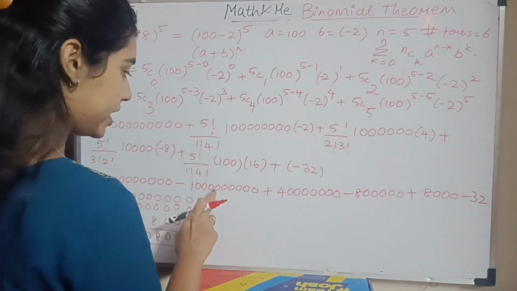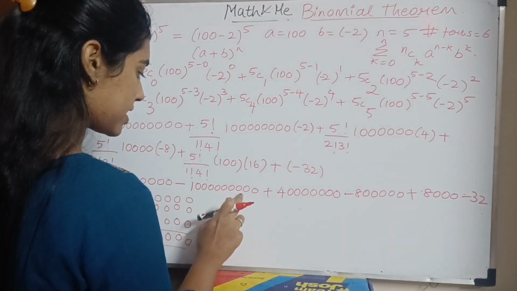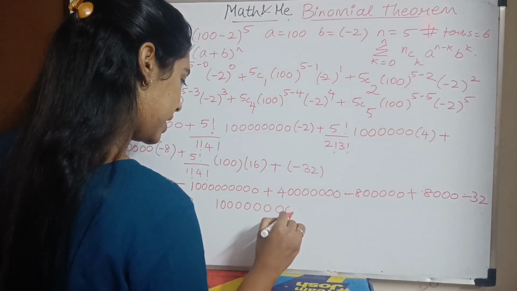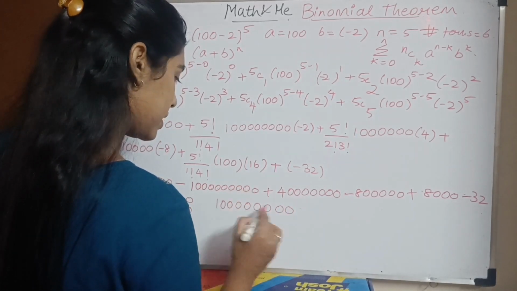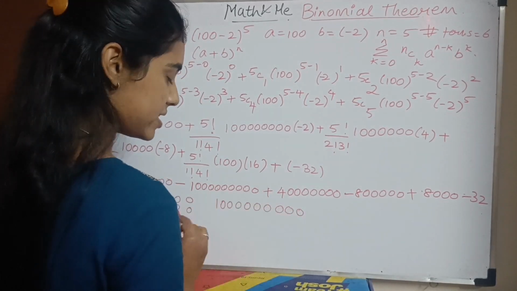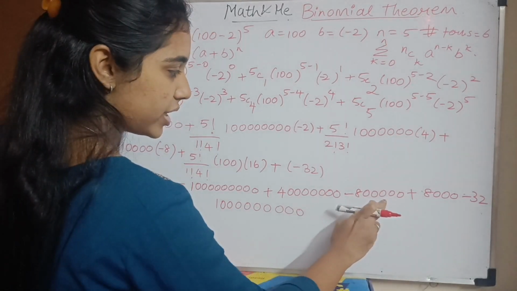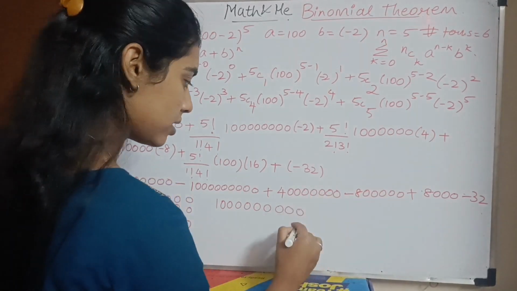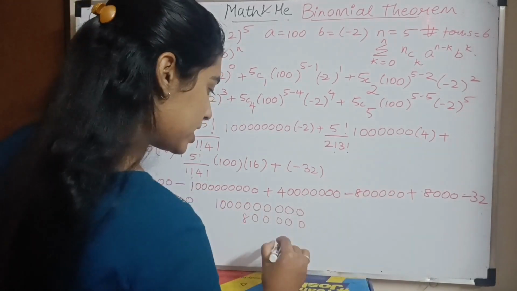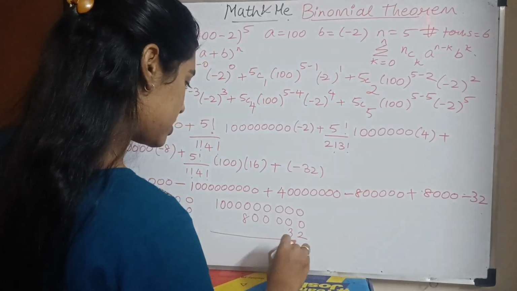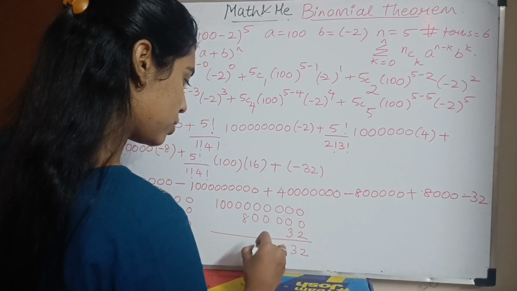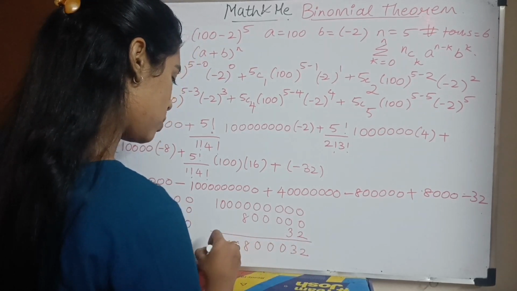Now negative terms. What are the negative terms? 1, 2, 3, 4, 5, 6, 7, 8. 8 zeros. Then 9 zeros, 1, 2, 3, 4, 5, 6, 7, 8, 9. So I have 9 zeros. Then I have 1, 2, 3, 4, 5 followed by 8. Then I have minus 32. So these are all the negative terms. I'm going to add them. So it is 2, 3, 0, 0, 0, 8, 0, 0, 0, 1.